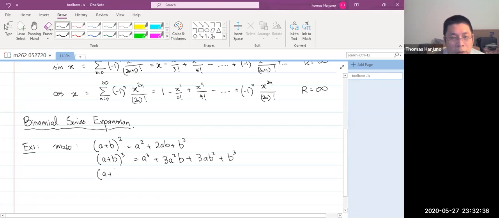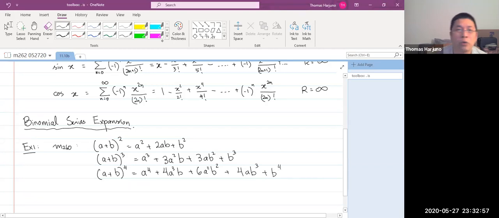If I have (a + b) squared, this is a squared plus 2ab plus b squared. And then (a + b) cubed is a cubed plus 3a squared b plus 3ab squared plus b cubed. Let me go a bit further. To the power of 4, the expansion will be a to the 4th plus 4a cubed b plus 6a squared b squared plus 4ab cubed plus b to the 4th, and so on and so forth.